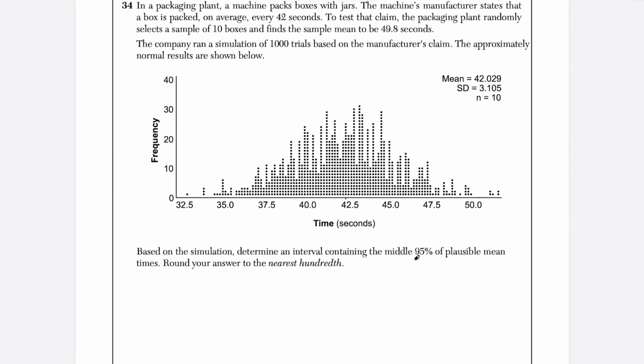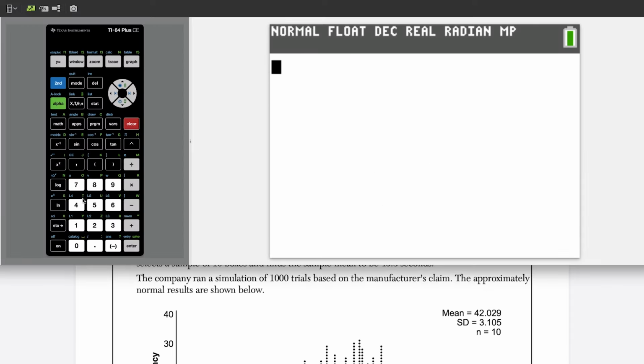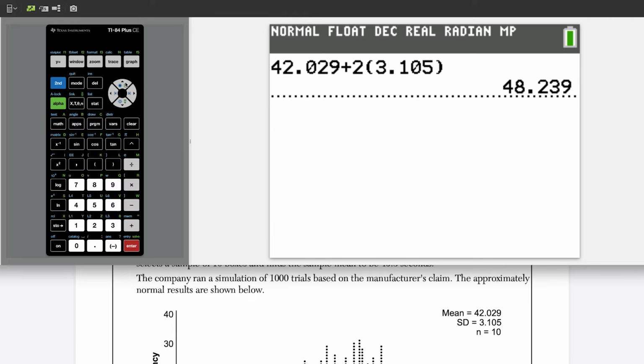So to find the middle 95% interval, you're taking the mean and you're going to go plus or minus 2 standard deviations. So we could just go over to the calculator, and the mean, we have 42.029. And we're going to go plus or minus. The standard deviation is 3.105, but we're going plus or minus 2 standard deviations. So that's 2 times 3.105. So this is for the upper end of the interval. And then for the lower end of the interval, we're going to go minus 2 standard deviations.